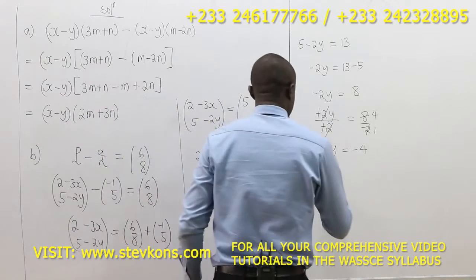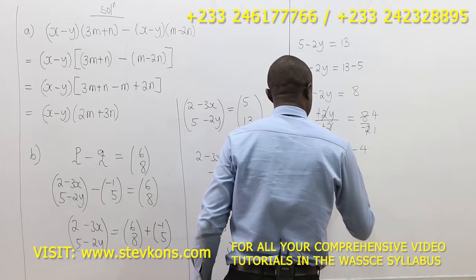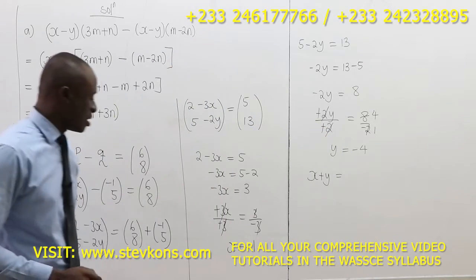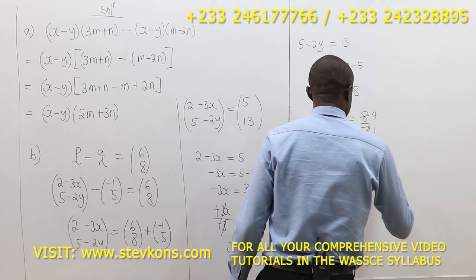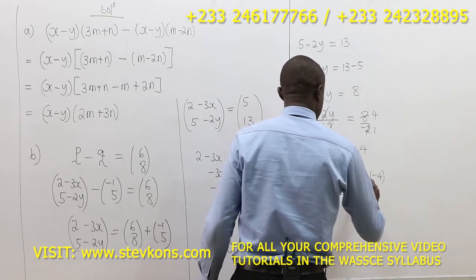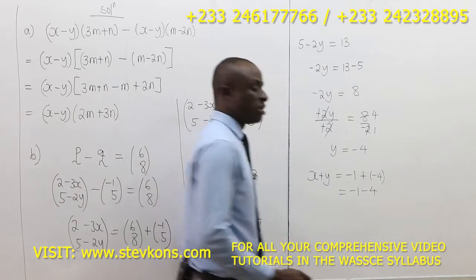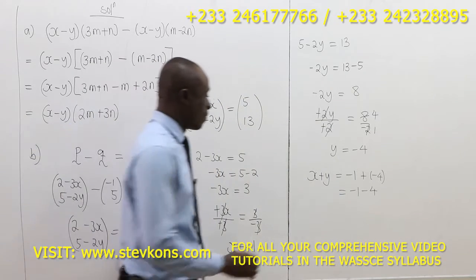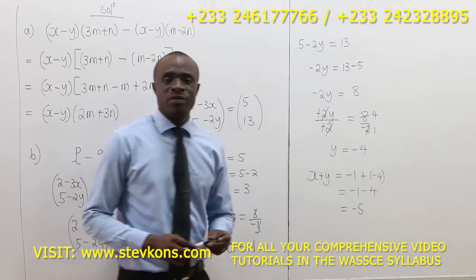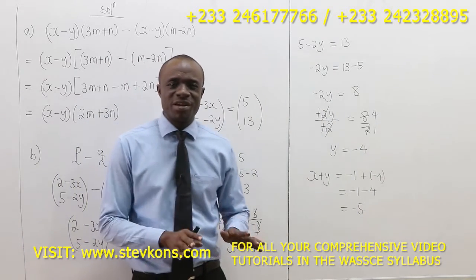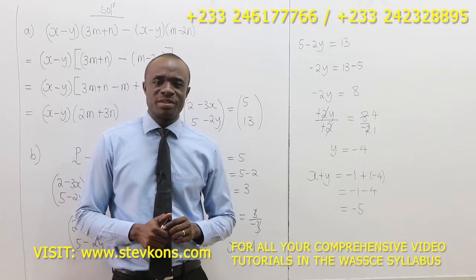What are we looking for? We're looking for x plus y. Now what is x? X is negative 1. What is y? Negative 4. So this is the same as negative 1, negative 4, and negative 1 minus 4. And clearly this is just negative 5. Wow, that's very, very easy, very, very interesting.